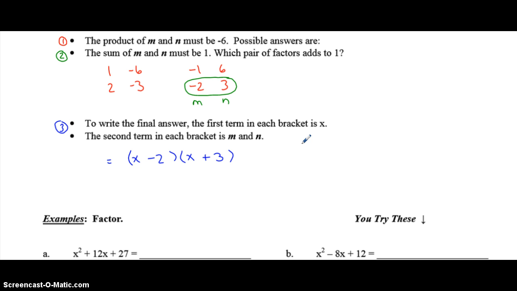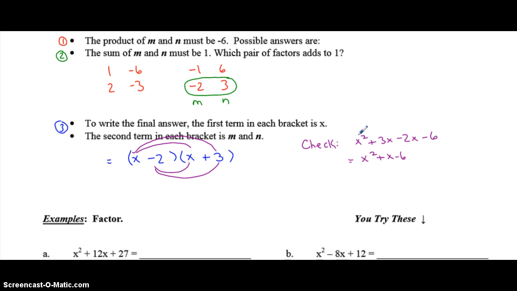If you wanted to check your answer, doing this factoring is the opposite of FOIL. X times x is x squared. X times 3 is 3x. -2 times x is -2x. -2 times 3 is -6. And when you collect like terms, you get what you started with.